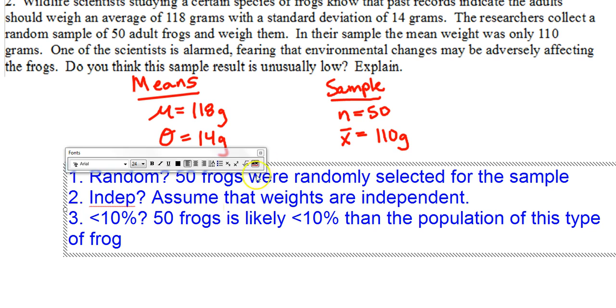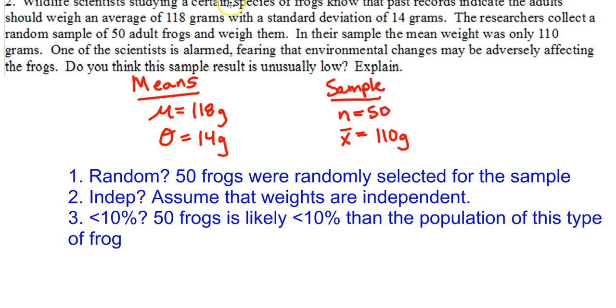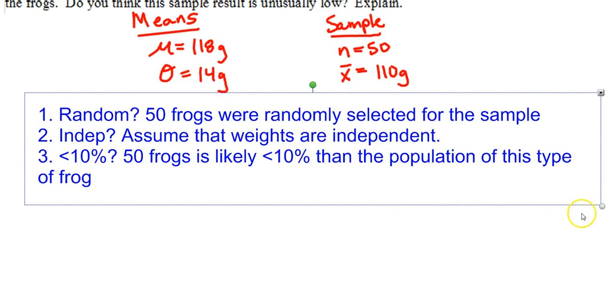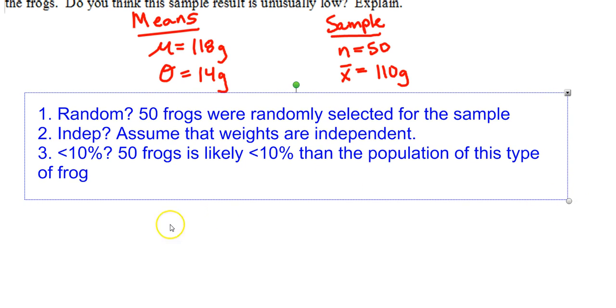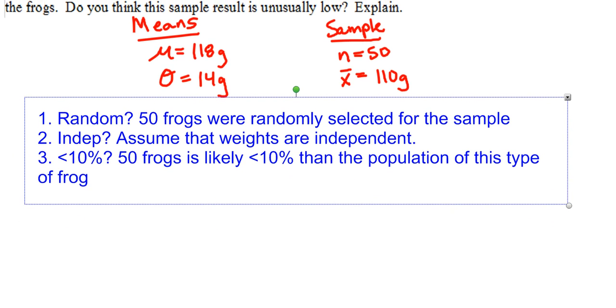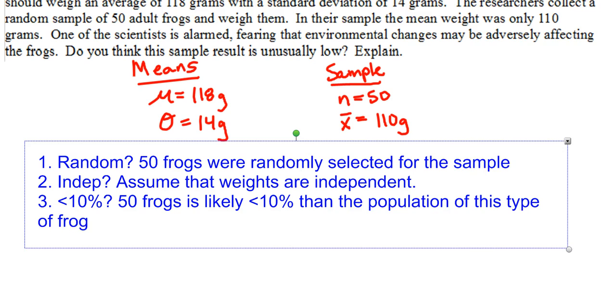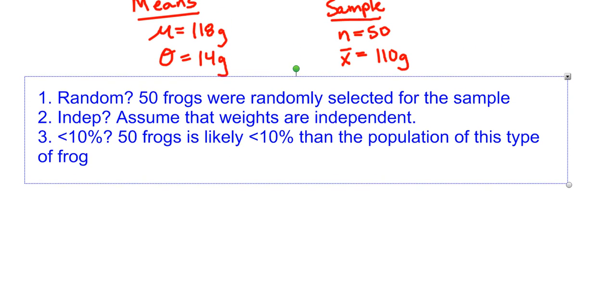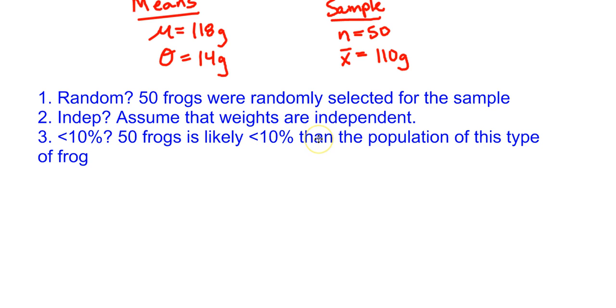All right, so we've checked our conditions. Conditions check out. What do those conditions enable us to do? They enable us to use the normal model to address the question of whether this particular sample mean is weird, or abnormal, or not. So they enable us to use the normal model, and we need to go specify that model.